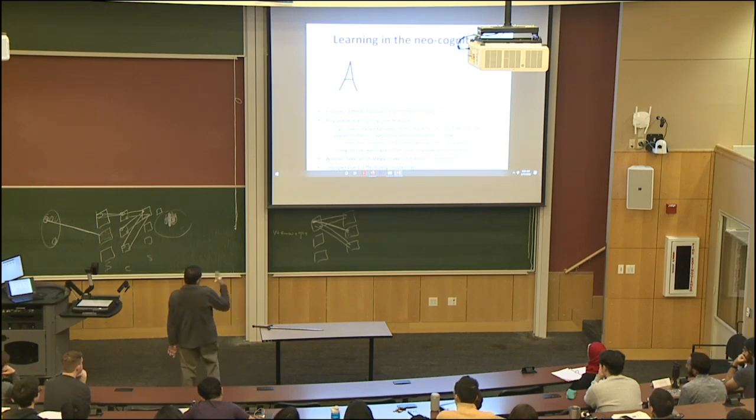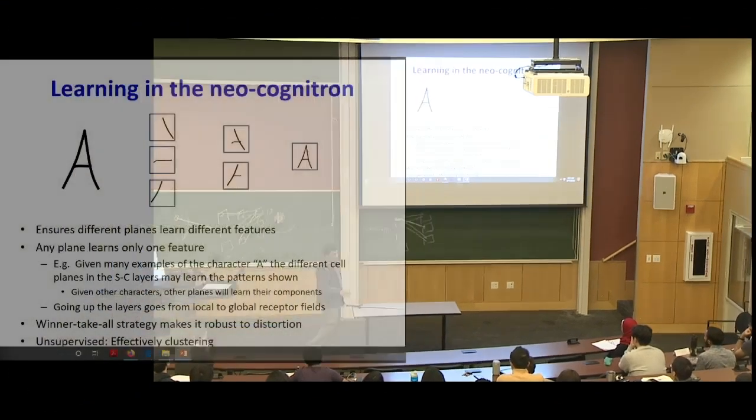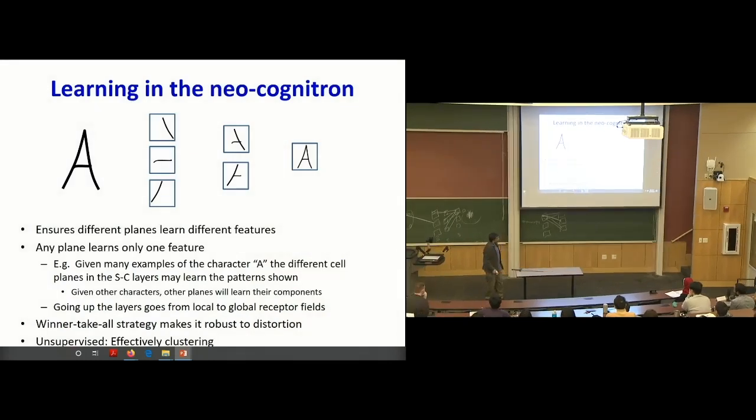And this is the winner take all strategy. So the whole thing ends up being somewhat robust to distortion. And since the whole thing is unsupervised, it's effectively just clustering. And so here's what they actually found.